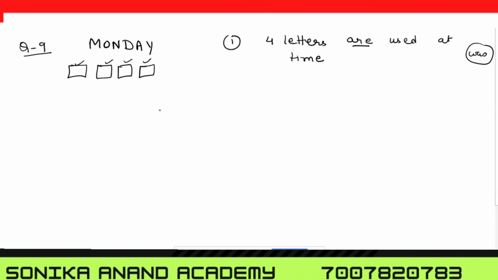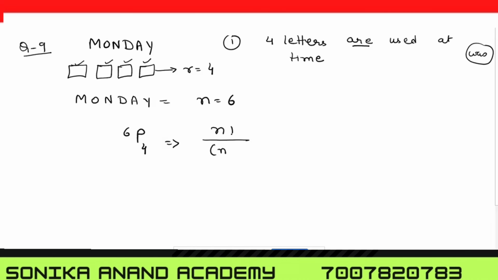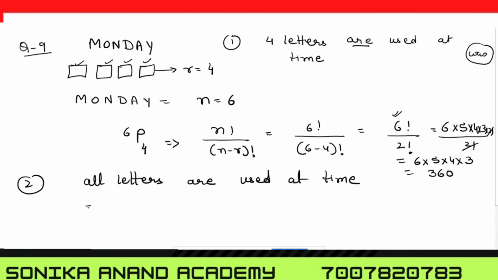So how will you find out? Can you tell me? Ma'am, Monday is 6 letters, so n becomes 6 and the boxes which we have to fill are 4. So the permutation becomes 6P4. When letters are not repeated, you can write like this.